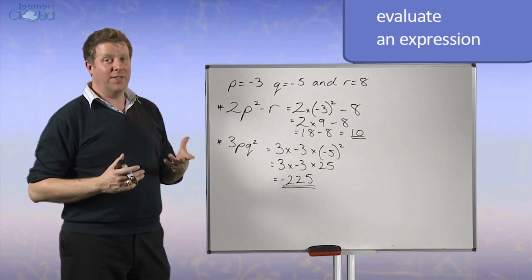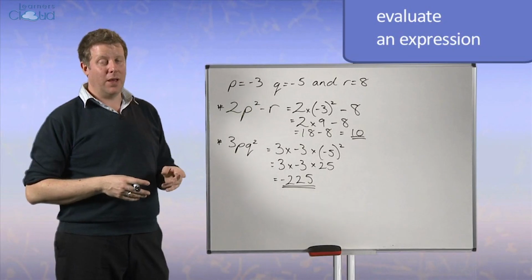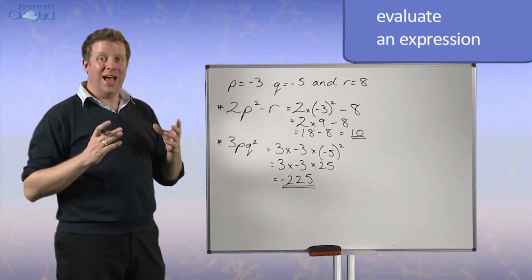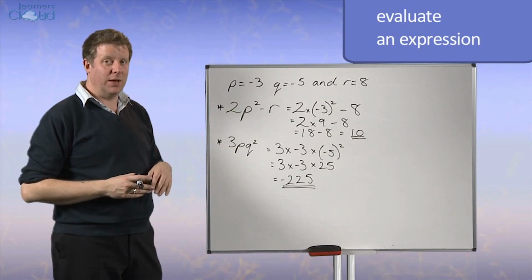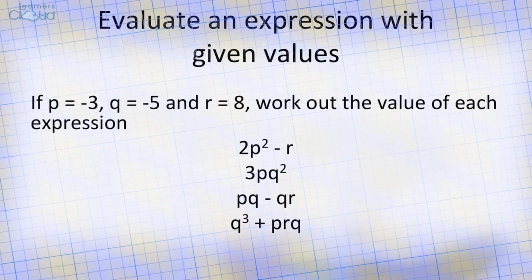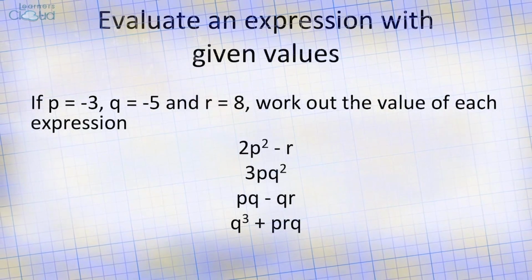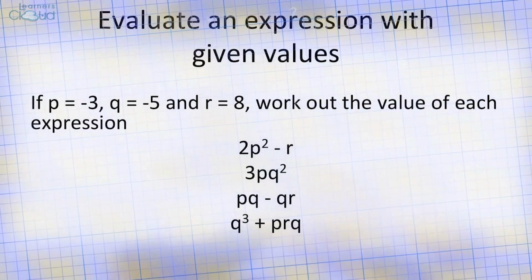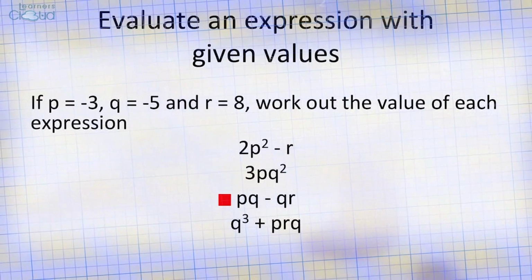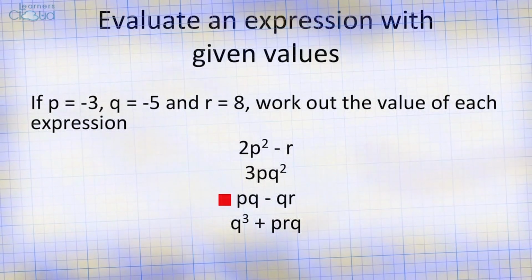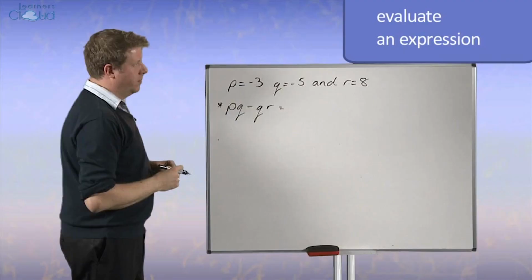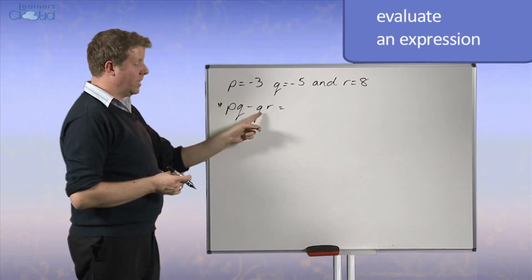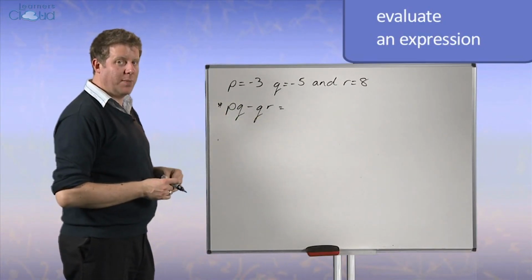Now, remembering that any of these could be on a non-calculator paper, it's really important you understand this order of operations I talk about and also how to work with the negative numbers. Let's have a look at another couple of examples. The next one, we're going to still substitute the same values in. Our next example, though, will be to evaluate PQ minus QR. So what does this mean? It means P multiplied by Q, and then I'm going to subtract whatever Q multiplied by R gives me.